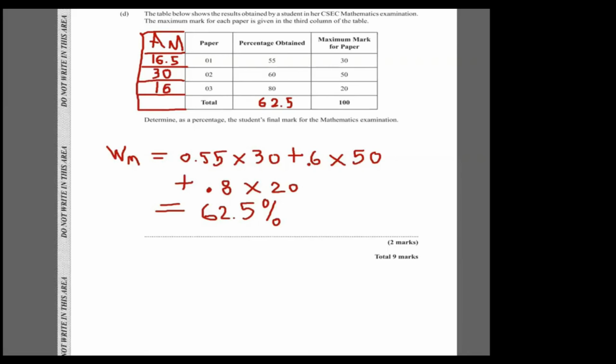62.5%. So let's make a debate. Do you think this girl got a 1? I highly doubt it. A 2? I highly doubt it. I think she gets a 3 in mathematics based on her grade. Just being realistic.